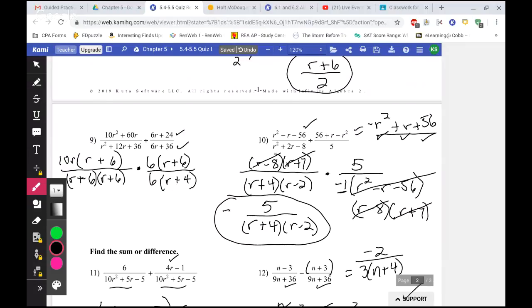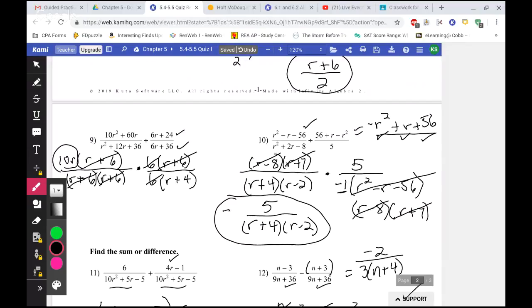And now I can cancel diagonally, and I can cancel vertically. So vertically, I've got an r plus 6 here. Diagonally, I've got an r plus 6. And then these two 6s vertically cancel. So literally the only thing I have left is this 10r.